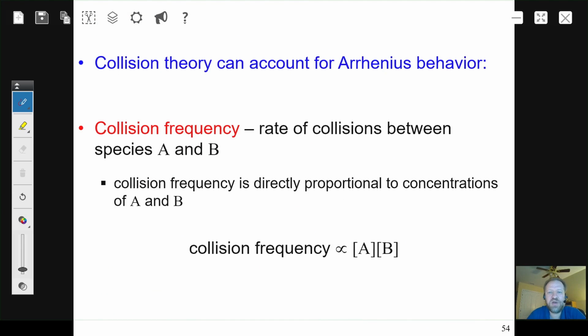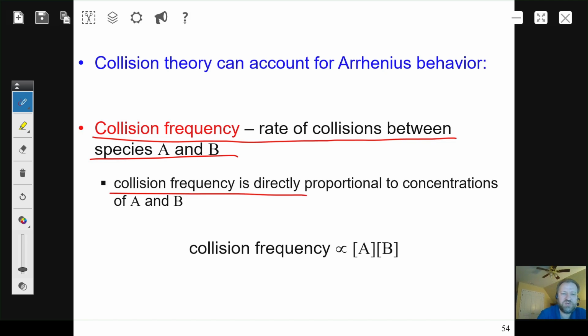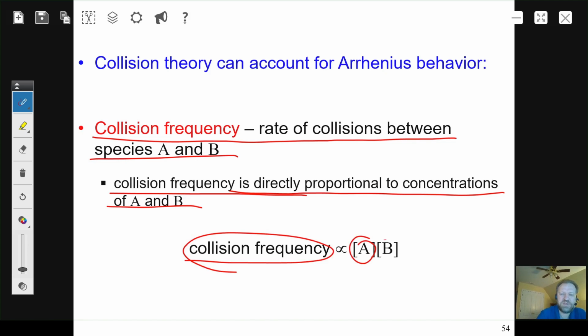Now, collision theory can actually account for the so-called Arrhenius behavior. First, let's introduce the quantity that is known as collision frequency, which is basically nothing else but the rate of collisions between reactant species A and B. Now, it should be obvious to you that collision frequency, that is the rate of collisions between the molecules, should be directly proportional to concentrations of reactant species A and B. For the greater the concentration, the higher the rate of collisions. So therefore, collision frequency will be proportional to the product of concentrations of reactant species A and B.